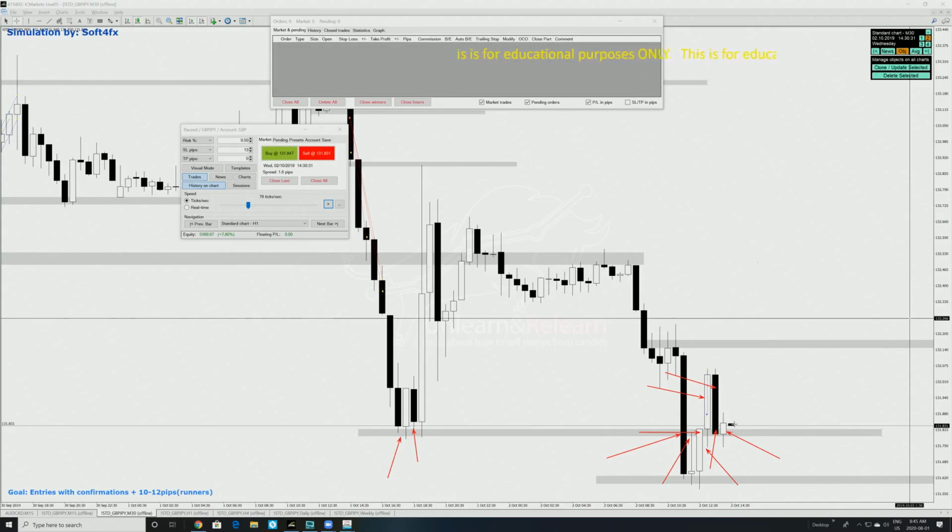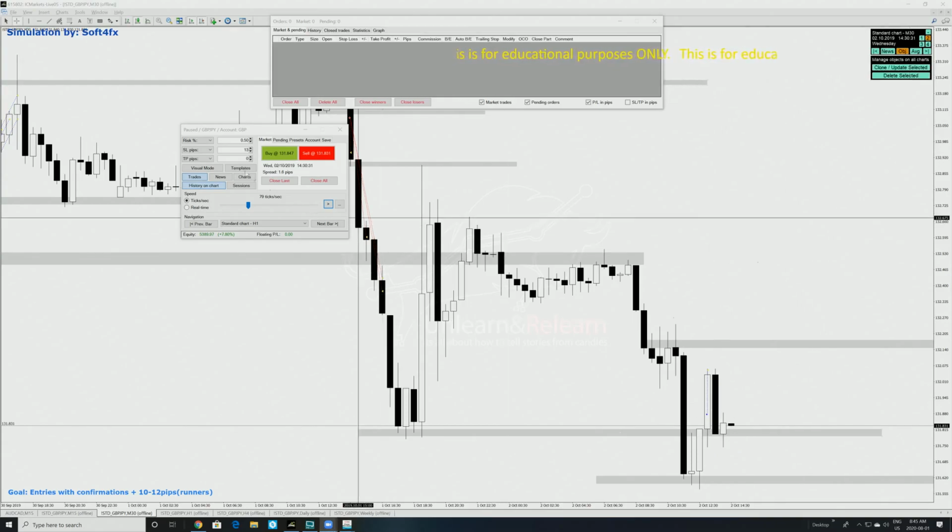If you want to wait for the high to be broken, then your stop is going to be bigger. If you're not waiting for the high, and you're trusting that this confirmation is enough, then your stop is going to be low. Very simple. So now we're going to go on.